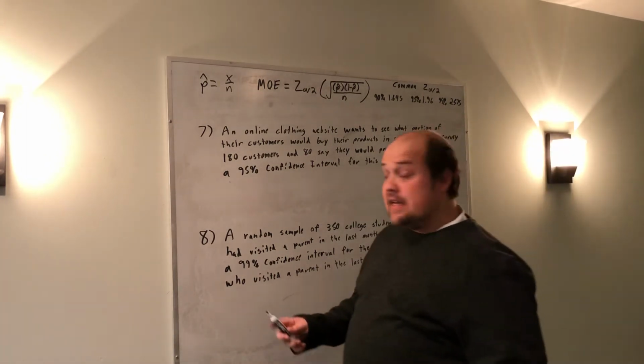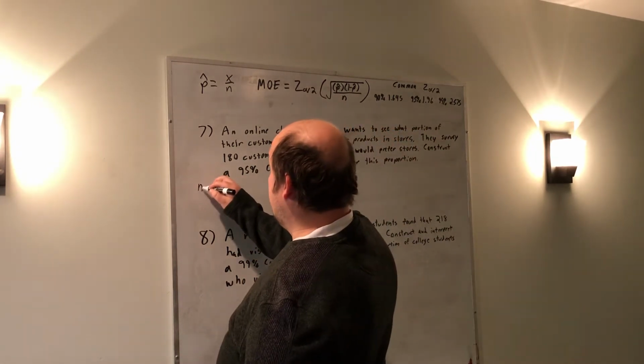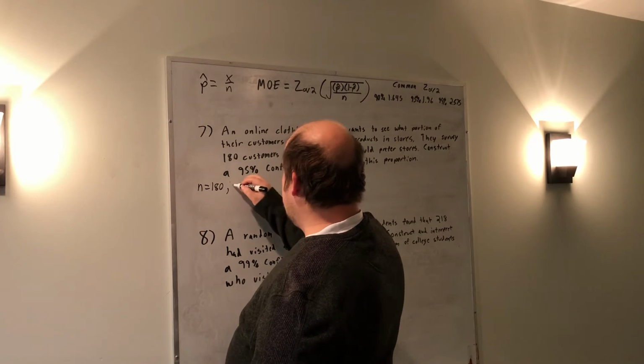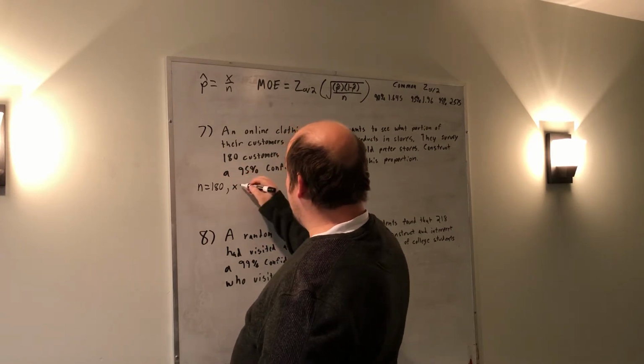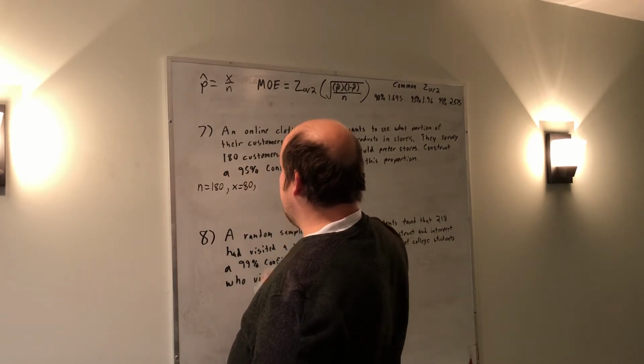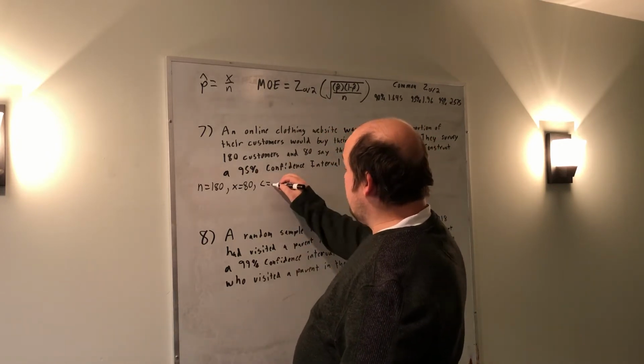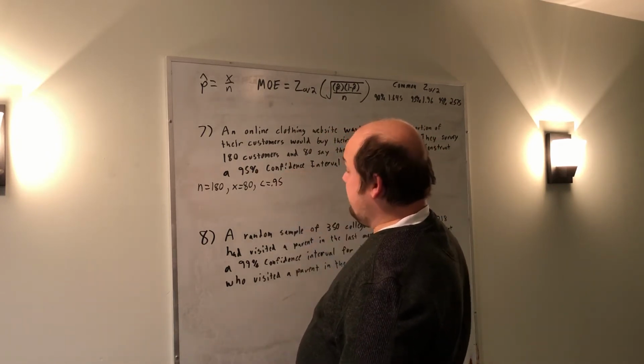So the key things I need to pull out are N, the number of people involved in the study, that's 180 customers. X, the number who fit what we were looking for, that's 80 who say they'd rather buy in stores. And C, the level of confidence we want, which in this case is 0.95.